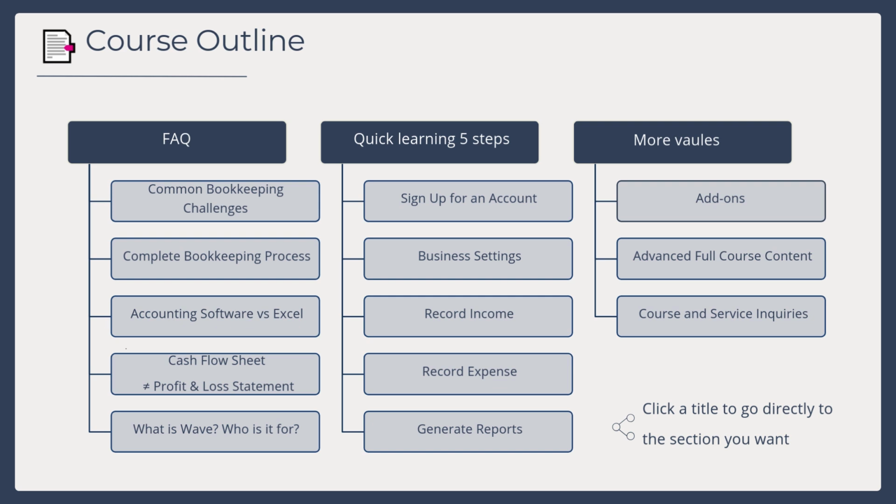Here's an outline of what we'll cover in this course. We'll start with frequently asked questions, where we address common bookkeeping challenges, walk through the complete bookkeeping process, compare accounting software with Excel, and explain why a profit and loss statement is essential. Next, we'll introduce Wave Free Edition with 5 simple steps: signing up for an account, adjusting your business settings, recording income and expenses, and generating reports.